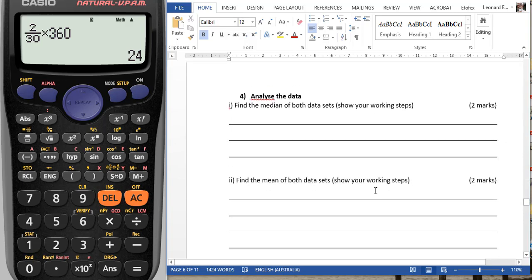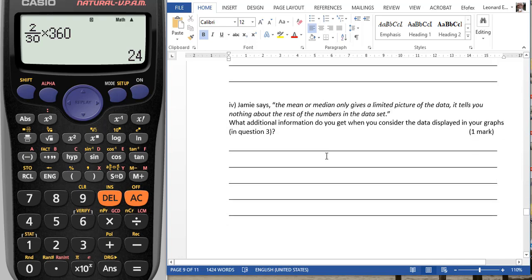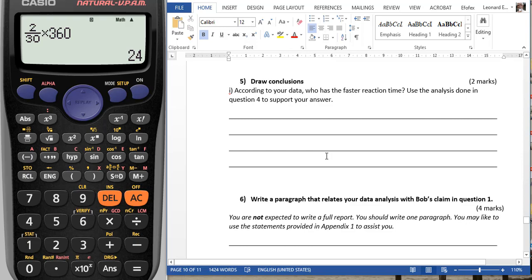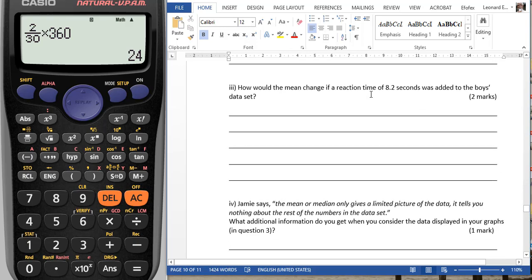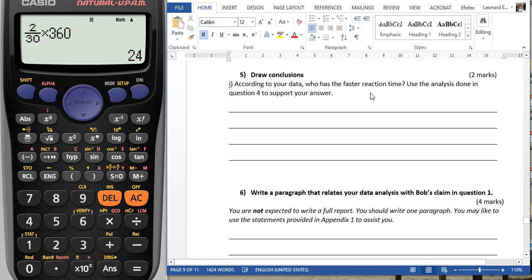Finally, they will analyse data, and as I said before, we will be learning about mean, median and mode next week, and they'll be able to answer these questions. Finally, they'll be drawing conclusions based on their data, so who has the faster reaction time, boys or girls? They'll use the information that they've just collected above and perhaps use the mean or the median to support their answer.